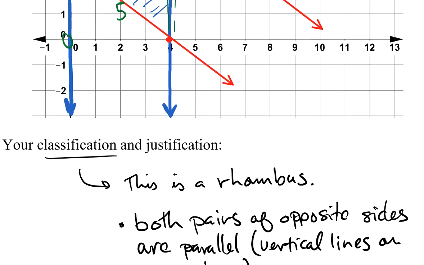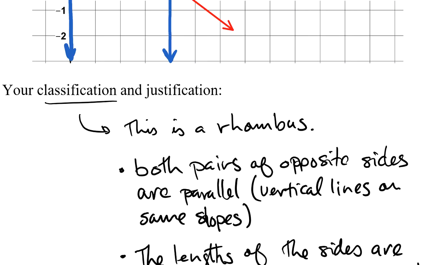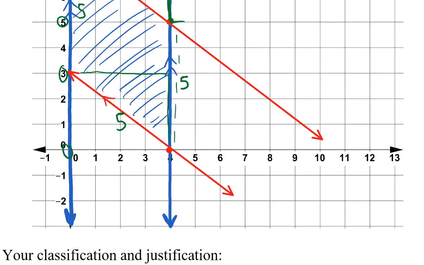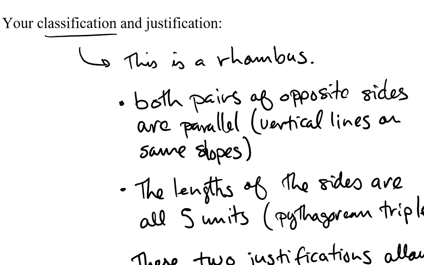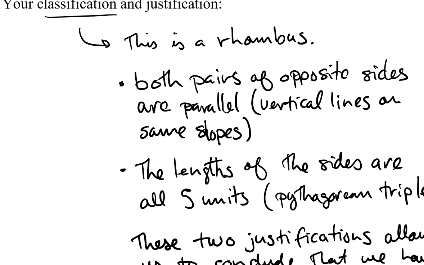And my justification is both pairs of opposite sides are parallel. And there's 2 ways that's happening. The blue lines, right, are vertical, and all vertical lines are parallel to each other. And the red lines have slopes that are equal. They're both slopes of -3/4.